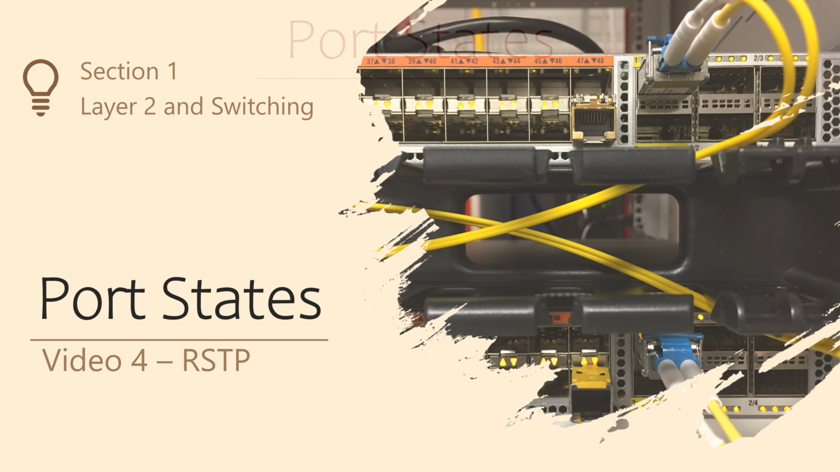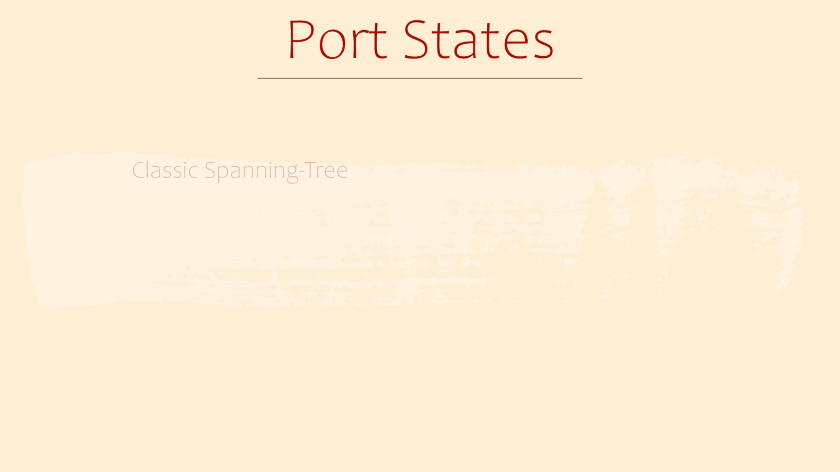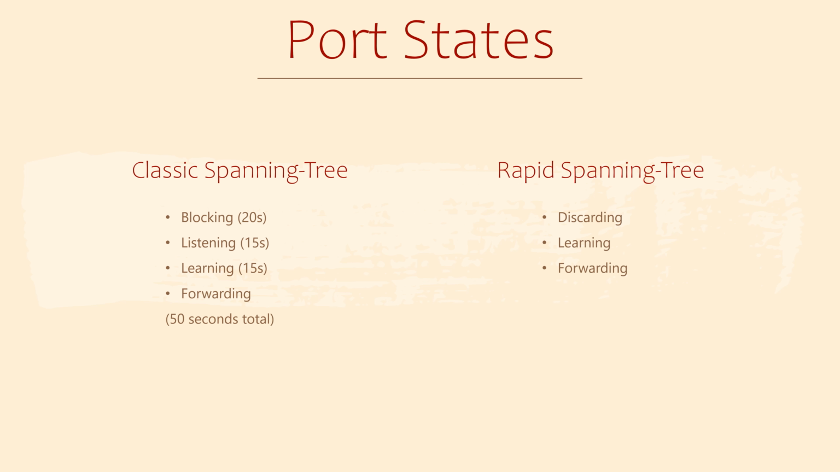In the original spanning tree, a port needs to work through the blocking, listening, learning, and forwarding states. All up, it would take about 50 seconds for a port to come online, which is far too long in a modern network. RSTP addresses this issue by changing the states to discarding, learning, and forwarding. The old blocking and listening states have effectively been combined into discarding. But the big change is how all these work. They don't have timers anymore. Instead, they have a negotiation procedure.